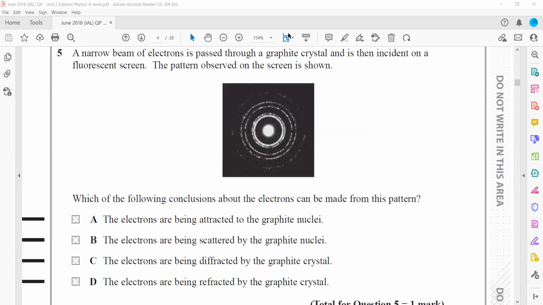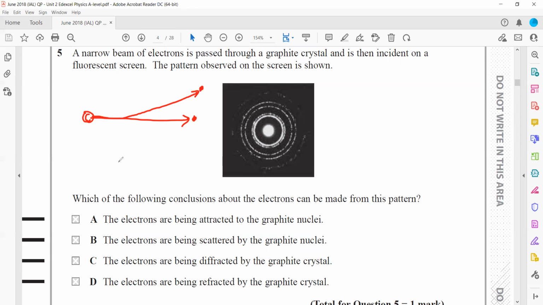A narrow beam of electrons passes through graphite and is then incident on a fluorescent screen. The pattern is observed. If the electron were behaving like a particle, we should get only one spot, or if it deviates, 2 spots would be there, but not a pattern. This pattern is for diffraction. And diffraction is a property of a wave.